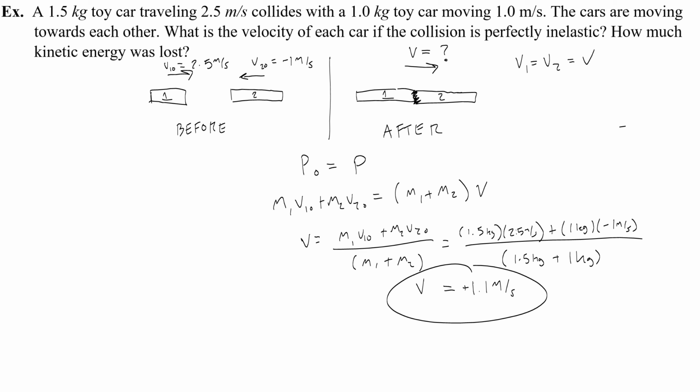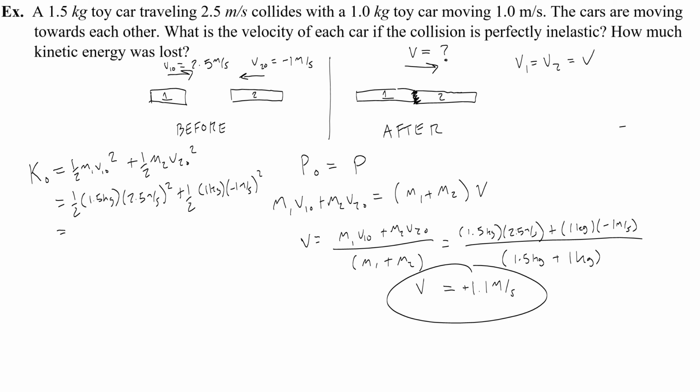Okay, now to figure out how much kinetic energy was lost, we look at the kinetic energy in the beginning, which would be half of mass 1 times the initial velocity squared plus half of mass 2 times its initial velocity squared, or half of 1.5 kilograms times 2.5 meters per second squared plus half of 1 kilogram times negative 1 meter per second squared. Of course, that negative gets canceled out when we square the 1, and you're going to get an initial total kinetic energy of 5.187.